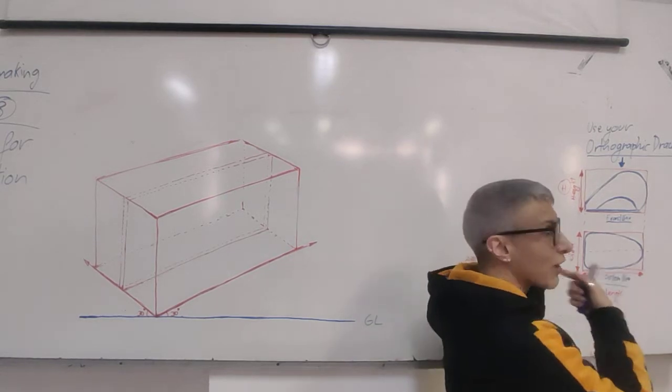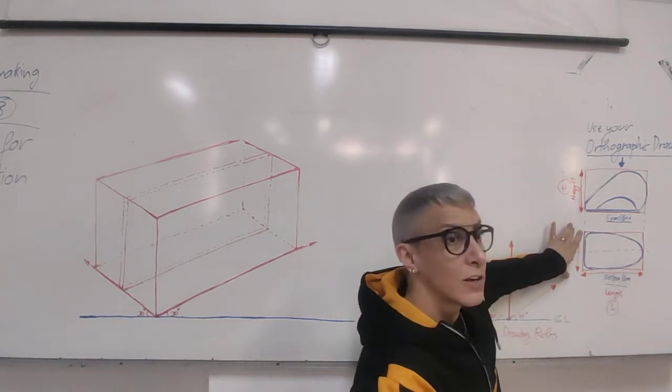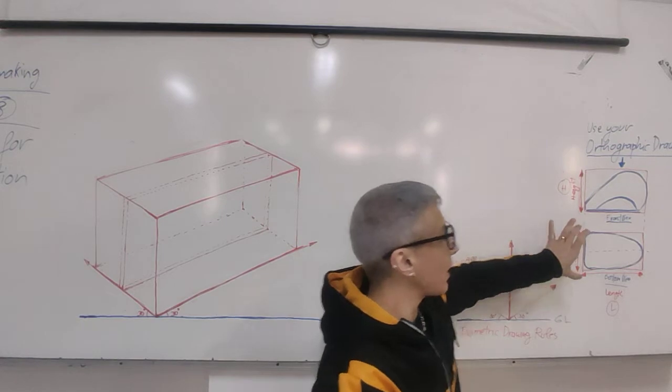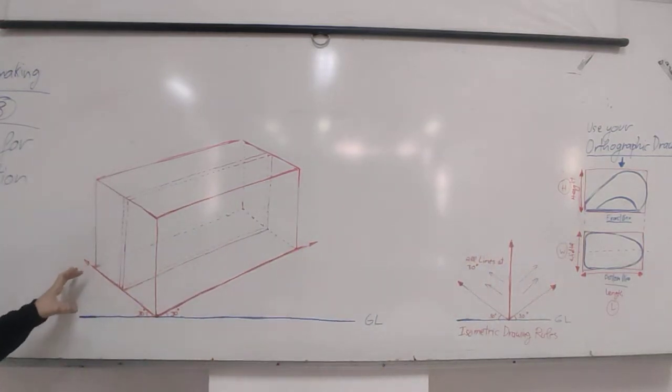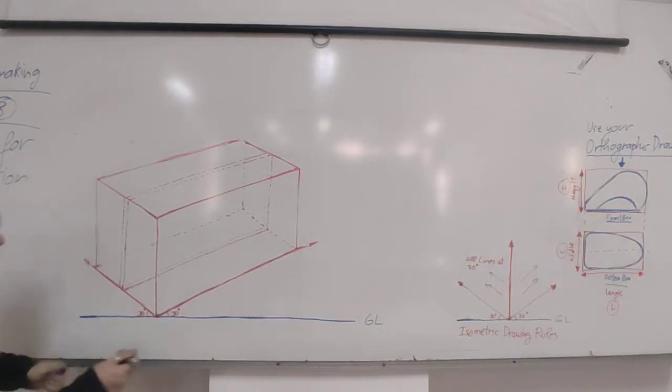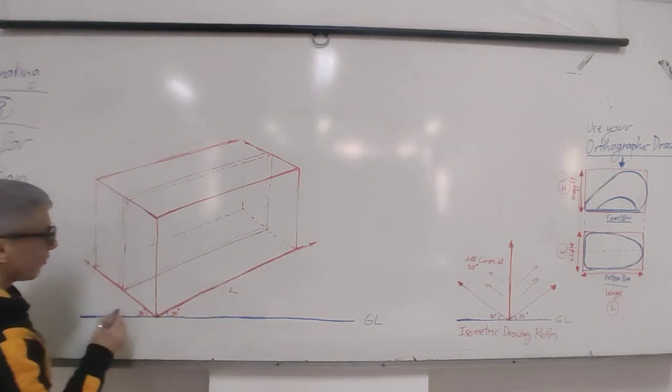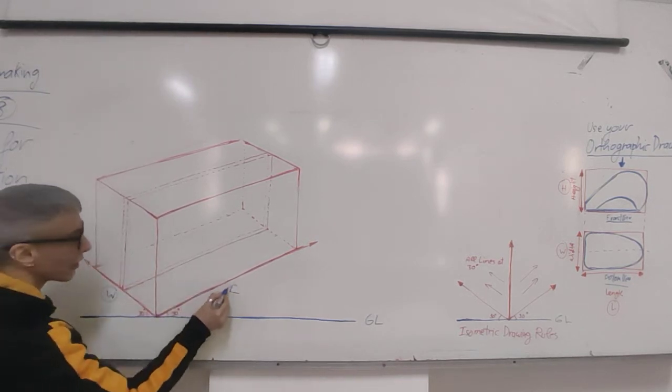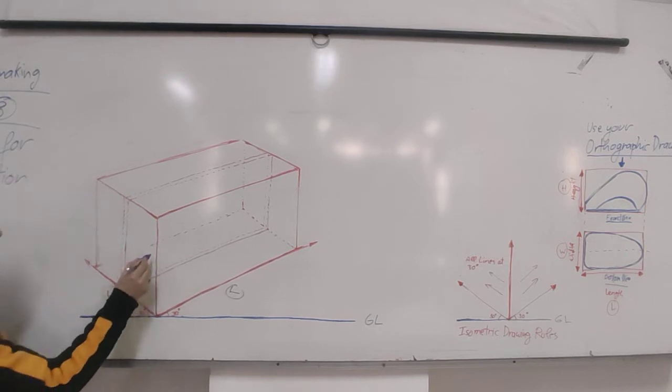So, the length we transfer. The width of the mouse, we take this measurement from the orthographic and we transfer it to here. So this will be the length, this will be the width, and this one will be the height.